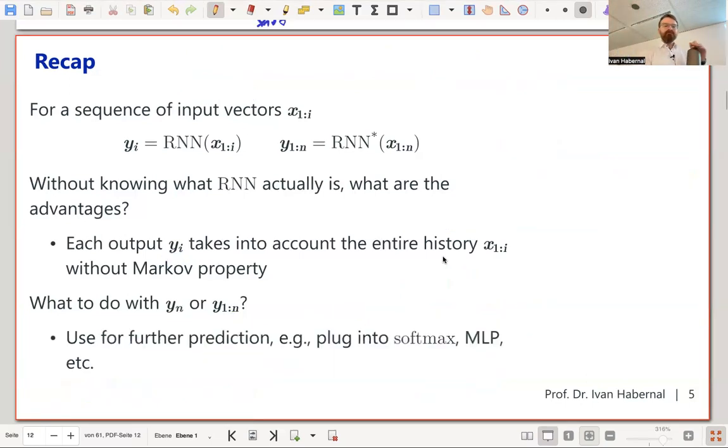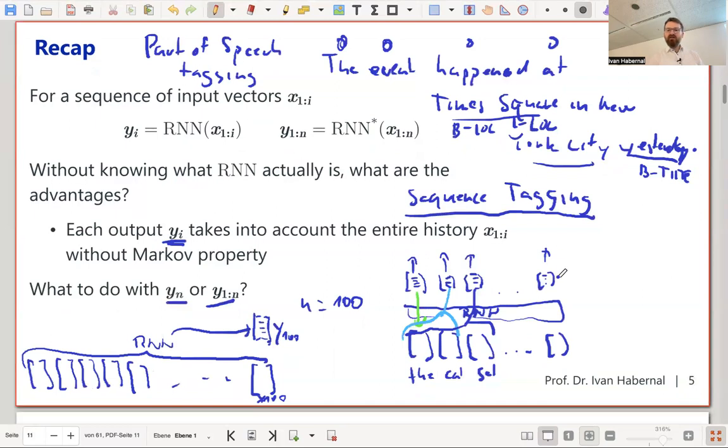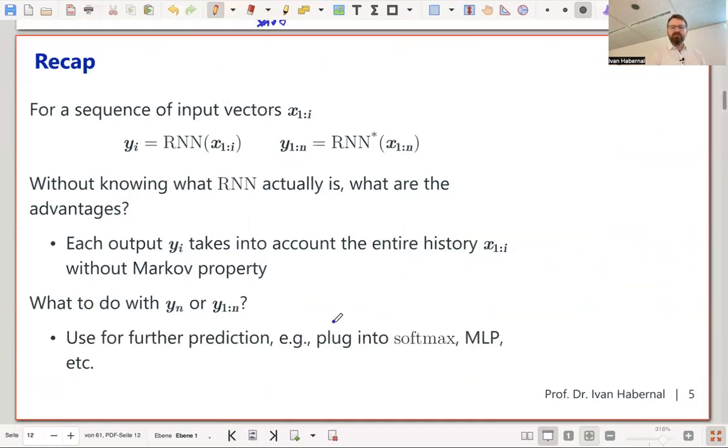So here's the answer again, summarized. We use it for further prediction. For instance, plug it into softmax or maybe some other multi-layer perceptron. Right, so softmax, why? Here we have a vector of reals, and I want to turn it into a probability distribution so I can predict the category. Okay, so the standard thing, softmax. All right, so this is great.